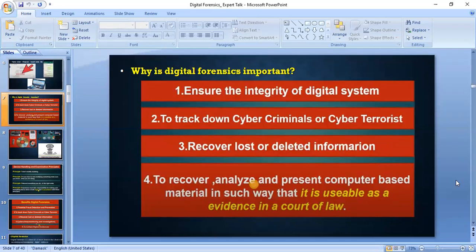In this case, digital forensics plays an important role in solving those cases, if we have proper evidences. It is a technology, and with the help of the technology, we will provide the best solution to that particular crime.